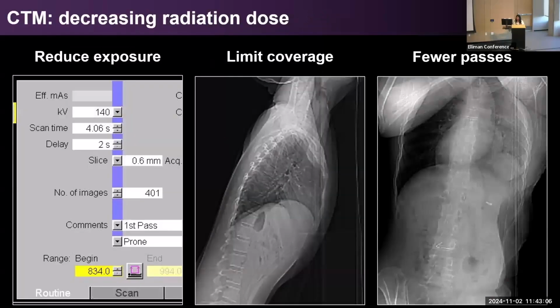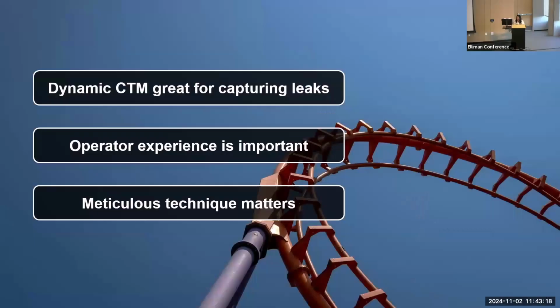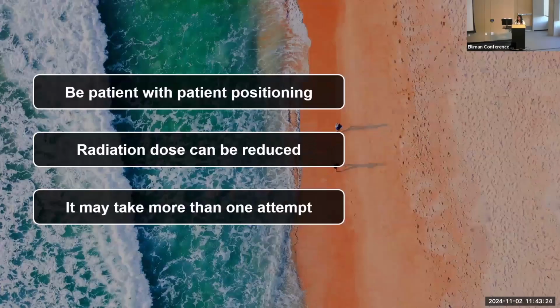And we do take steps to reduce our radiation dose. So we do things like we play around with our parameters. We limit the coverage based on the MRI findings, and we do fewer passes of the spine. So in conclusion, dynamic CTM is great for capturing leaks, but your operator experience is important and technique matters. Be patient with patient positioning and try and reduce your radiation dose where possible, but it may take more than one attempt.